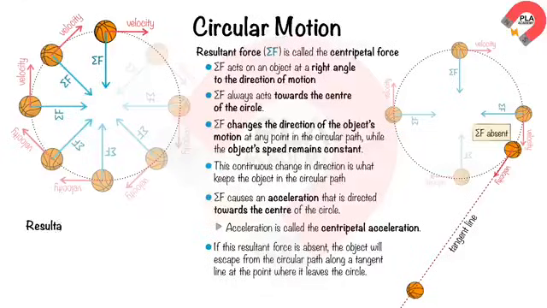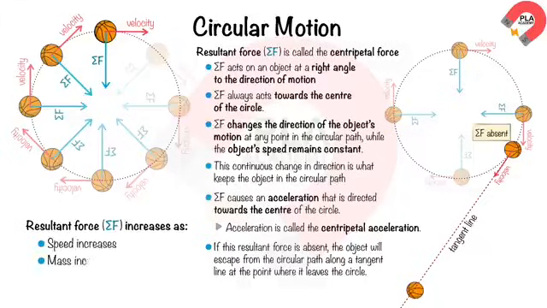The resultant force, or centripetal force, increases as the speed of an object increases, as the mass of an object increases, and as the radius of the circular path decreases.